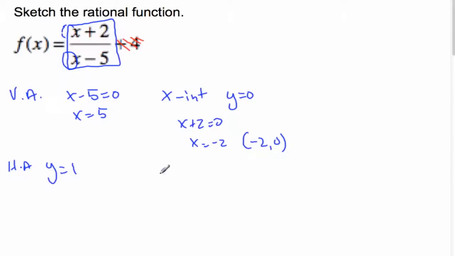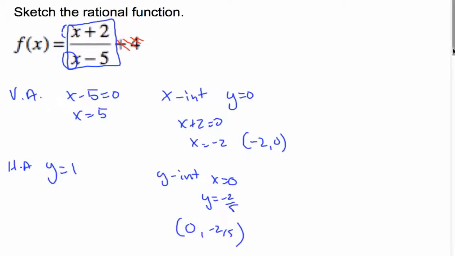And then finally, my y-intercept, I let x be 0. Plug it in, I get negative 2/5. Y equals negative 2 over 5. And so I have 0, negative 2/5.